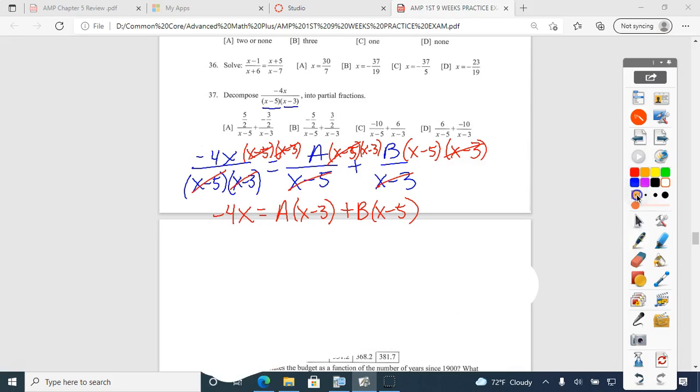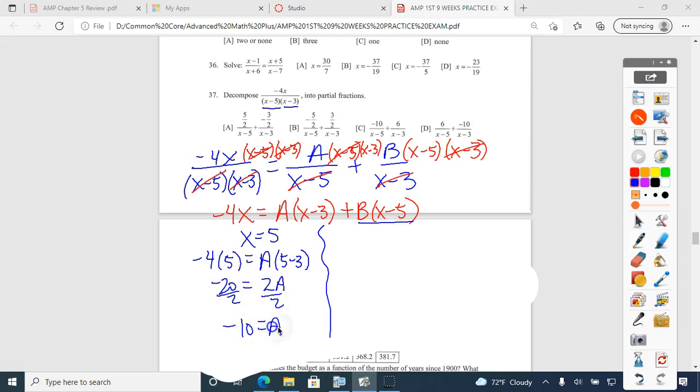Then you have to solve for a and b. So we're going to do two problems. To get rid of b, we're going to let x equal 5. So negative 4 times 5 equals a times 5 minus 3. So that's negative 20 equals 2a. Divide by 2. Negative 10 is a. So I can stop right now and realize there's going to be my answer right there. Negative 10 goes over the x minus 5. Okay. I'll keep going just to show you.